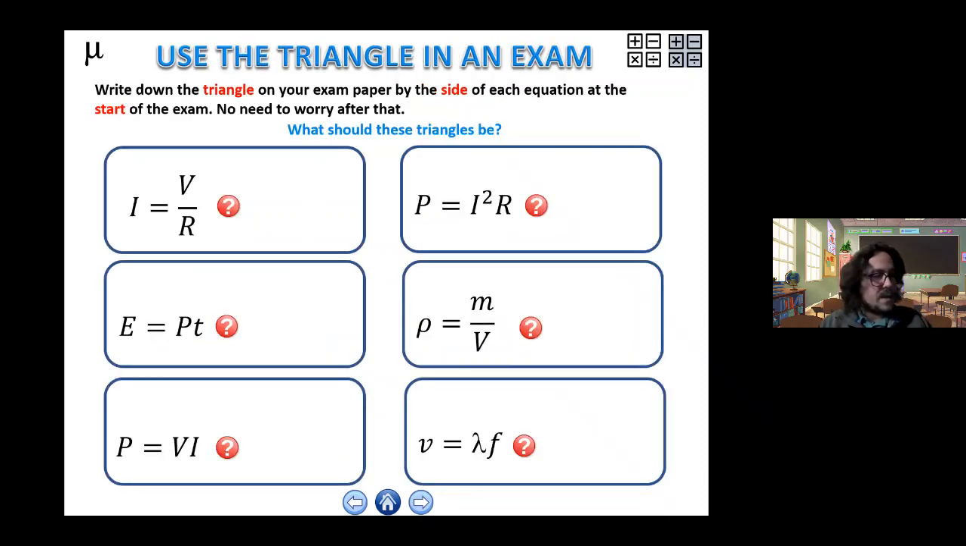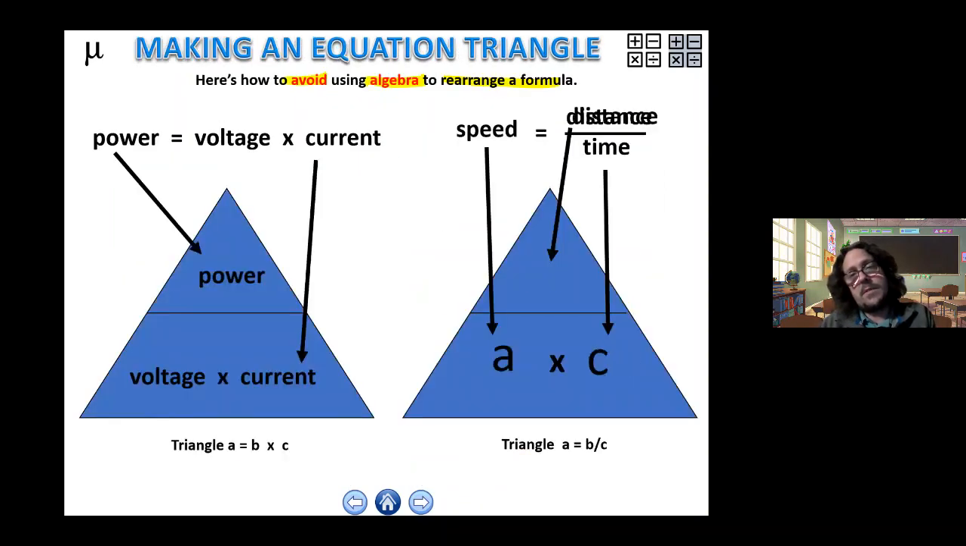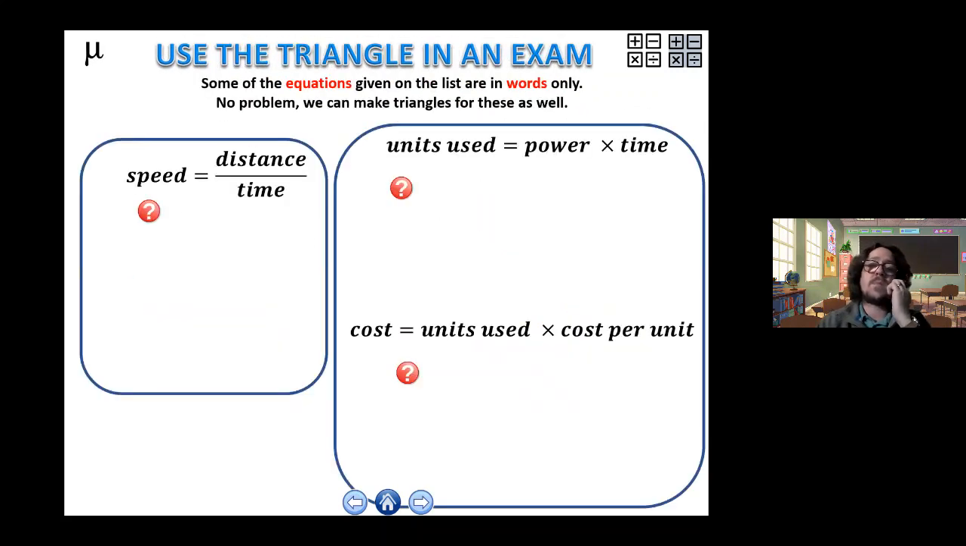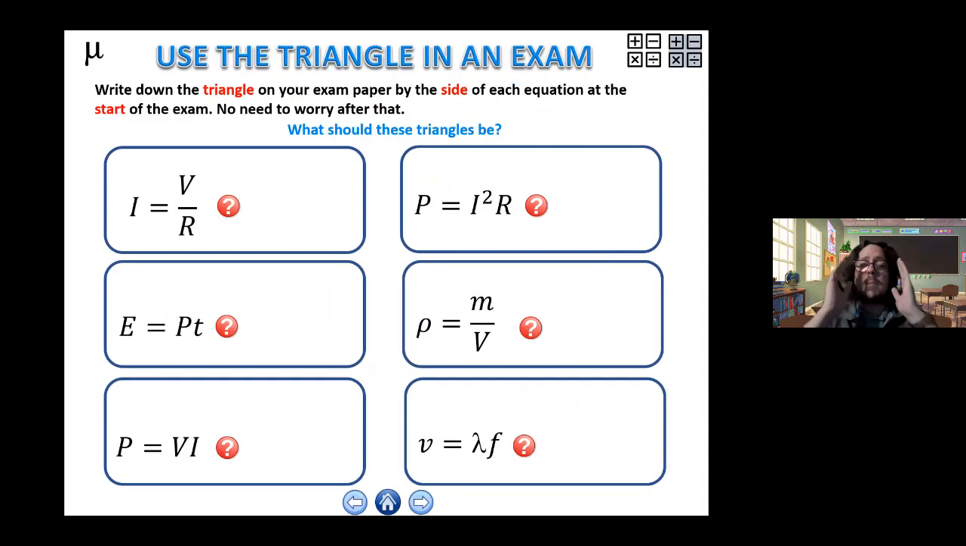Right then, let's just check in. Yeah, we're doing good. Okay. So let's think about how we're going to construct some formula triangles in our exam, right? If you remember our formula page, page 2, they don't give you formula triangles, they just give you formulas. So you need to be able to write down a formula triangle. So let's have a look at this first one now.